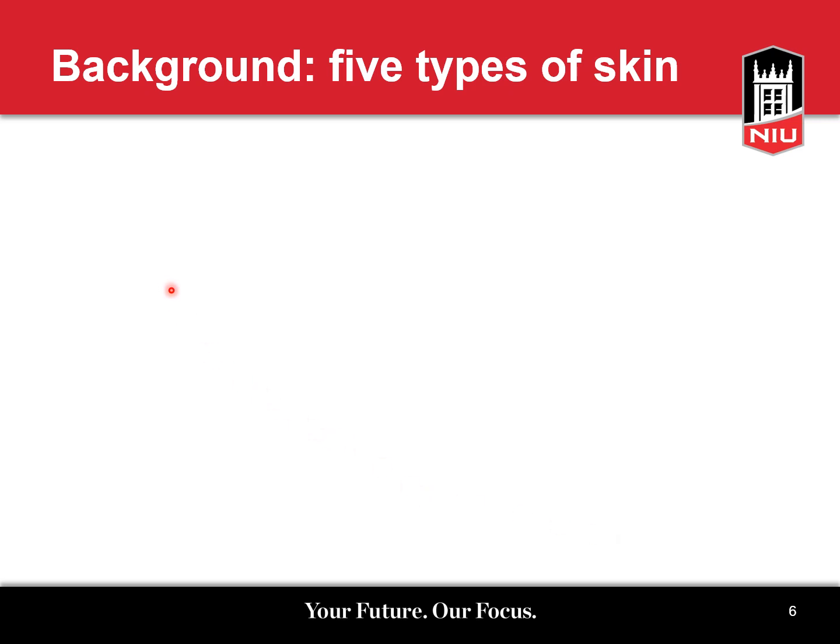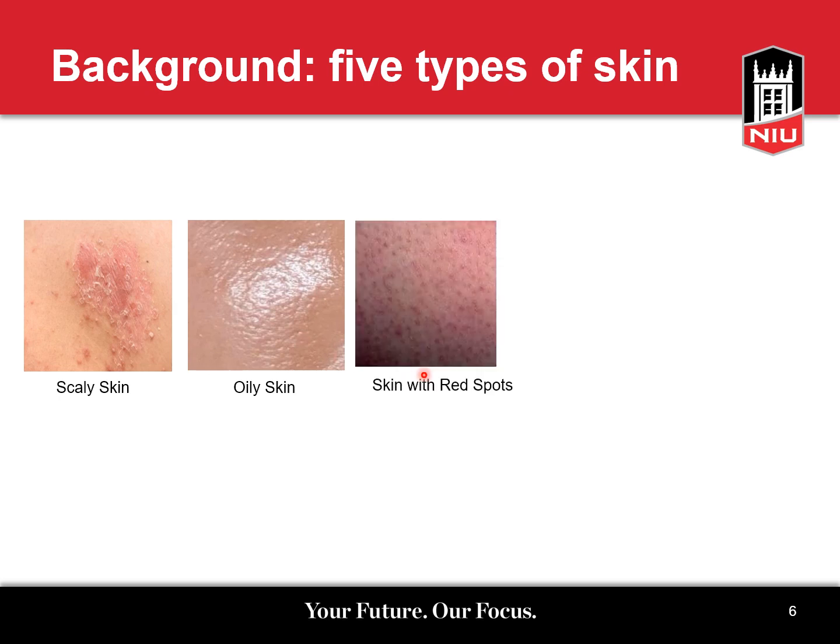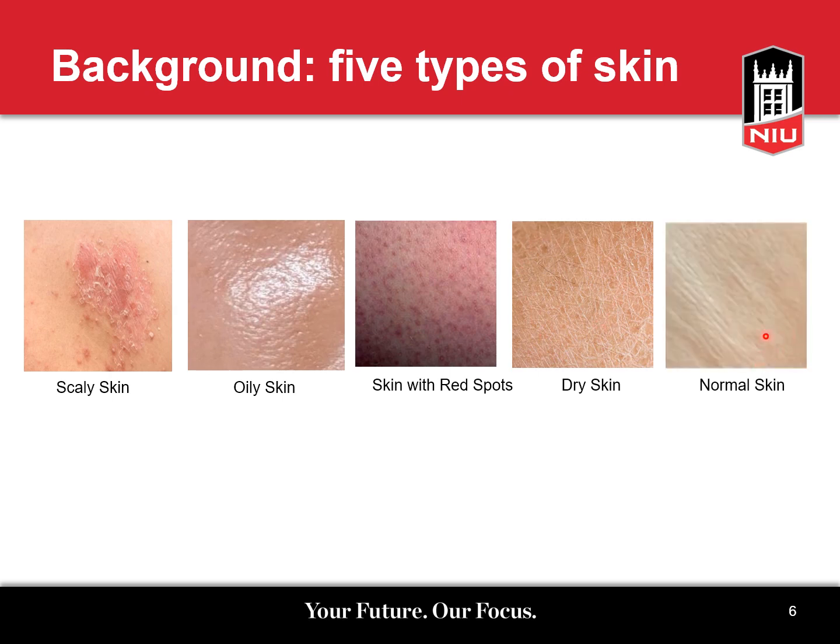For general people, there are 5 types of skin. For example, this is scaly skin; oily skin, where you can find reflection because of the oil; skin with red spots; dry skin; and normal skin. Very interesting.